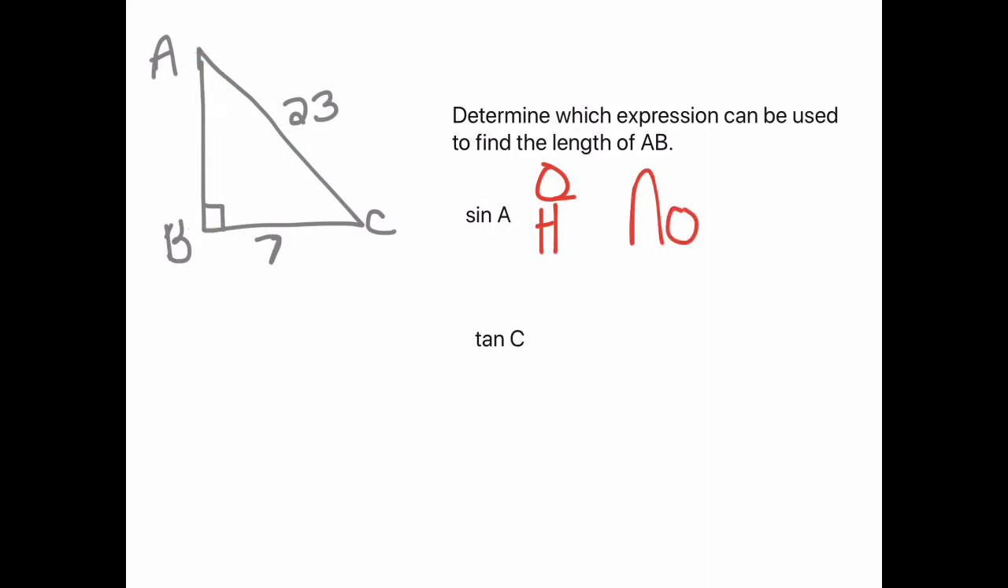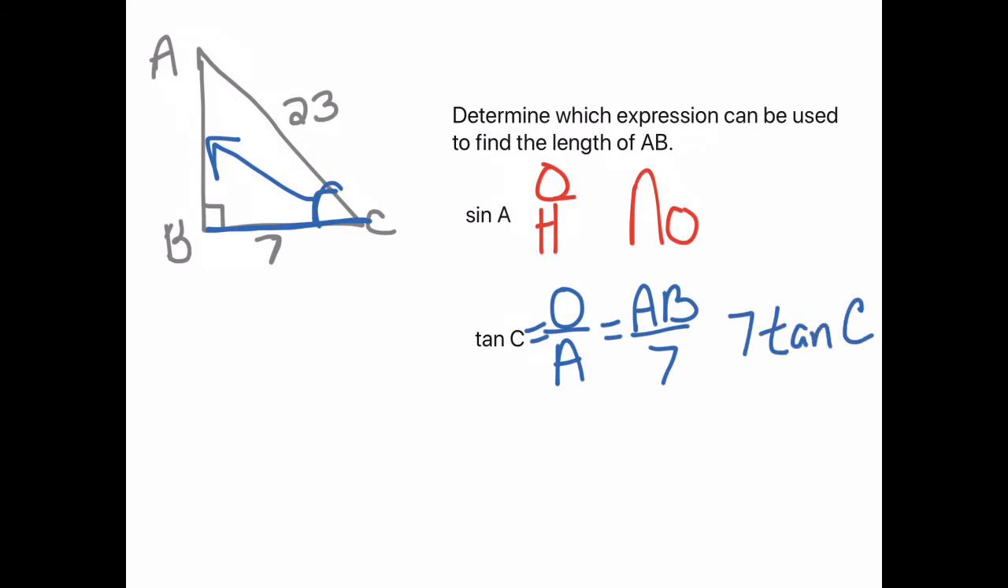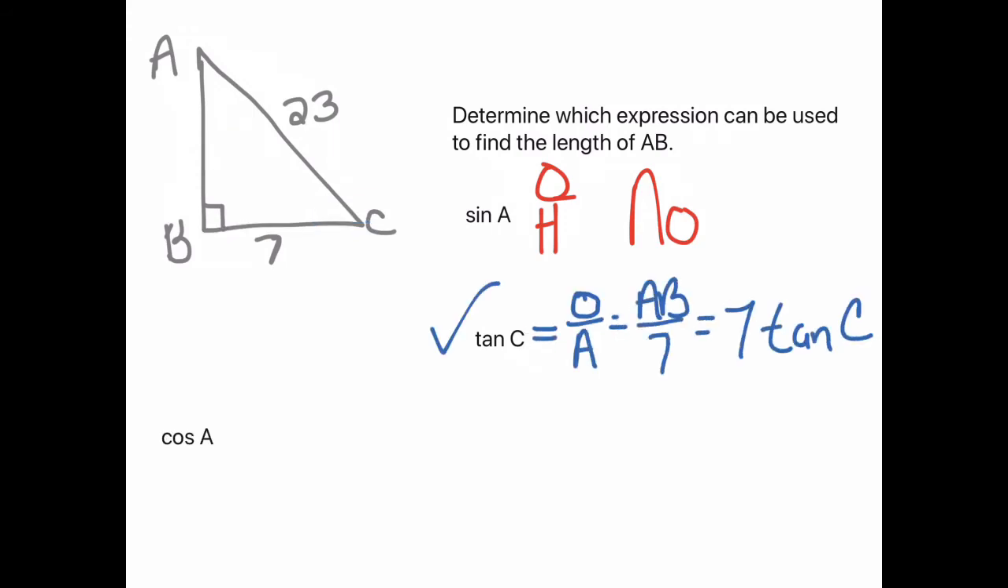And next they ask us about the tangent of angle C. The tangent, remember, is the opposite over the adjacent. So from angle C, the opposite would be side AB, and the adjacent would be 7. Using algebra, we would multiply both sides by 7. Since we were looking for side AB, 7 times the tangent of C would give us AB. So this one is correct.